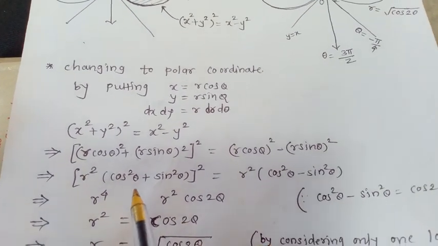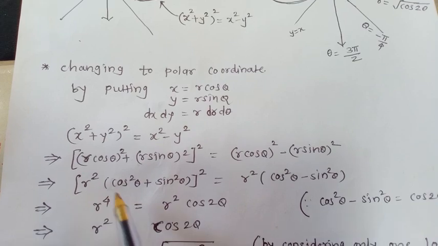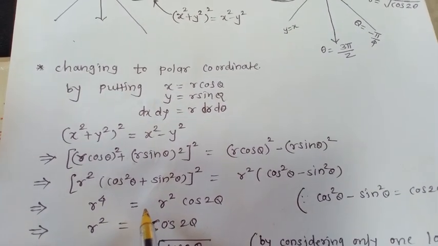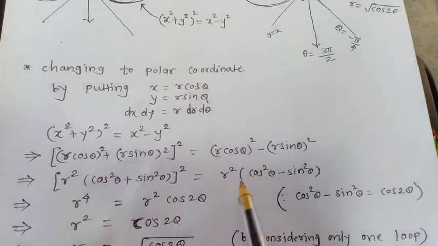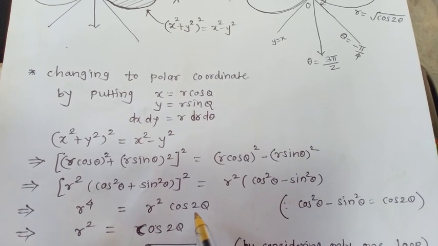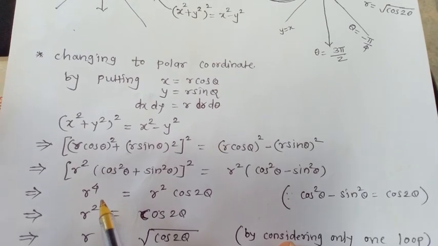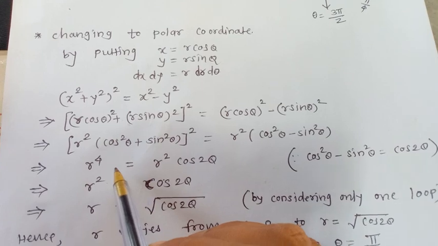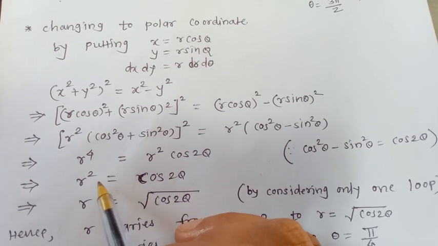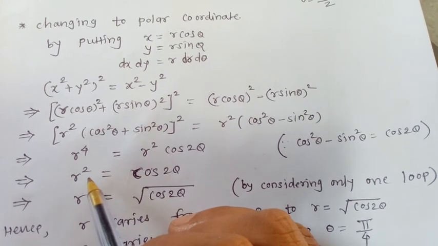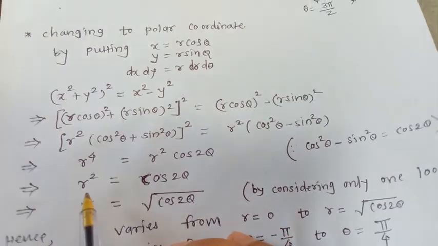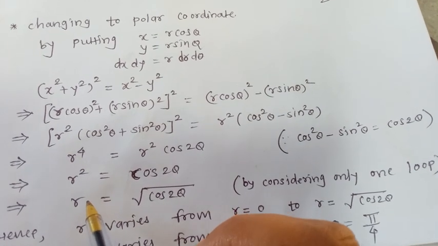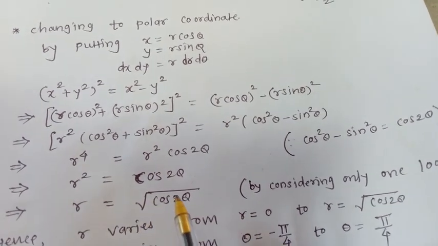So by using those formulas, we will get r square into (1) whole square, that is r raised to 4, equals r square as it is, and the value of cos square theta minus sin square theta is cos 2 theta. So we got the equation r raised to 4 equals r square into cos 2 theta. Therefore one r square we can cancel. So the next step will be r square equals cos 2 theta, and in the next step we are taking the positive square root. So we will get r equals square root of cos 2 theta.